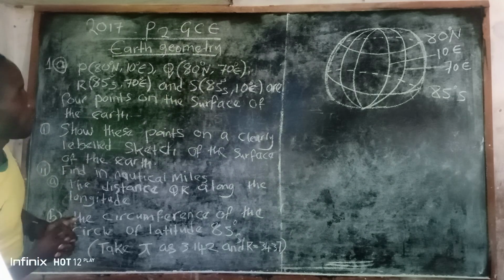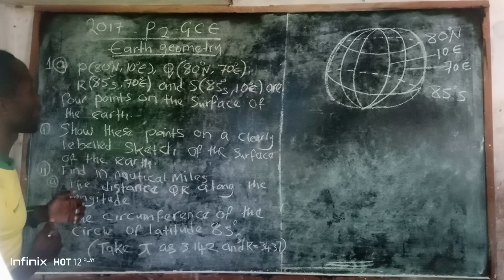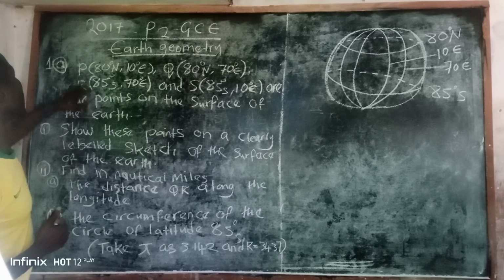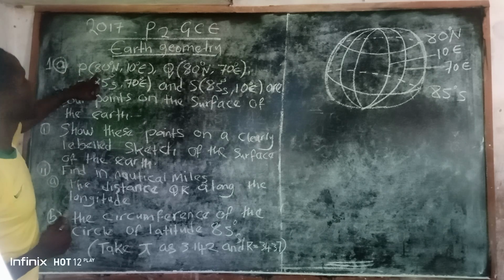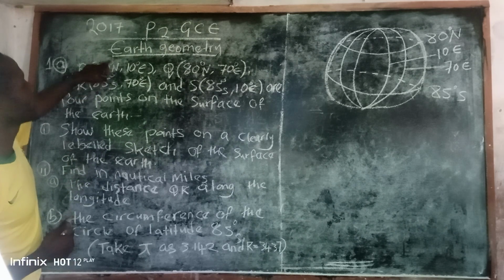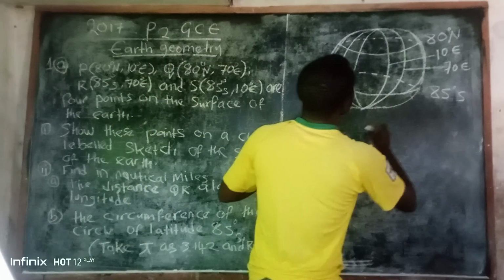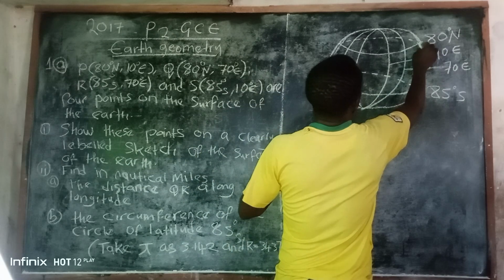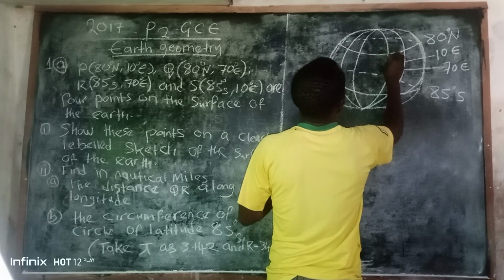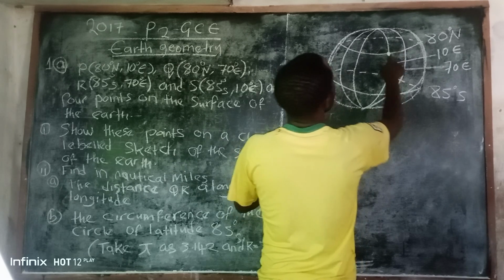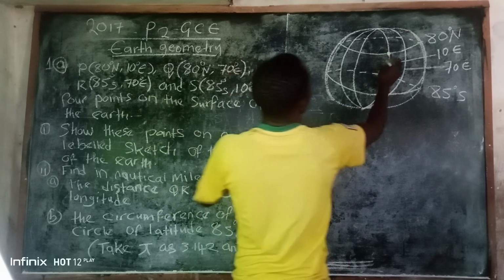Having indicated the lines on the surface of the earth, we are now going to locate the points. We start with P. P is located on 80 degrees north, 10 degrees east. So it lies here. This is 80 degrees north and 10 degrees east. So point P is here.